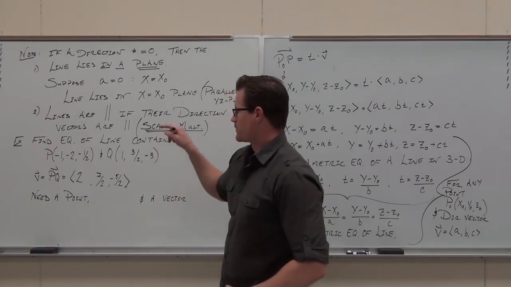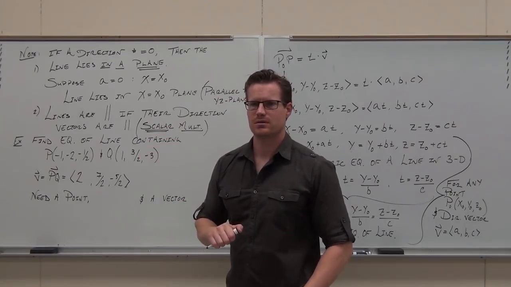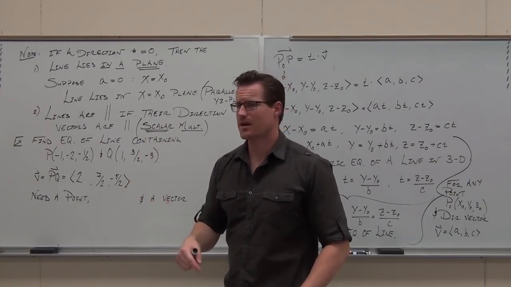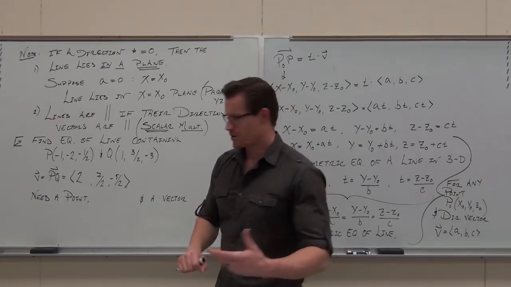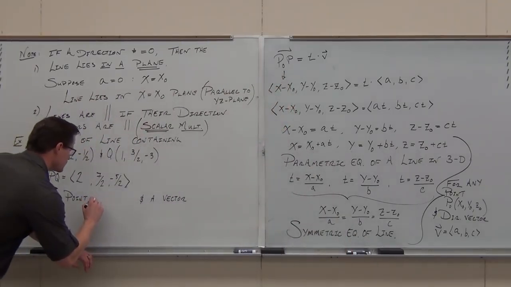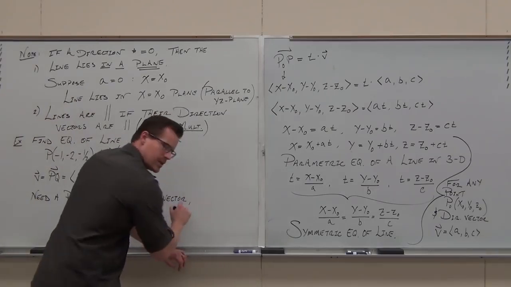So to find the equation of a line, we need a point. What point are you going to use? Doesn't matter. Pick one. Let's pick P, just so we all have the same thing on our notes here. So I'll pick the point. And we need a vector. We already have one right now.